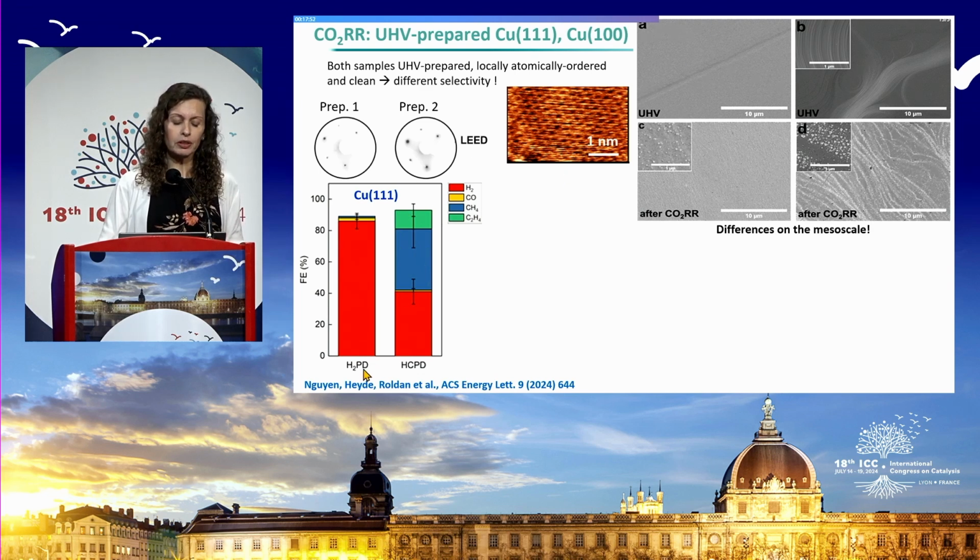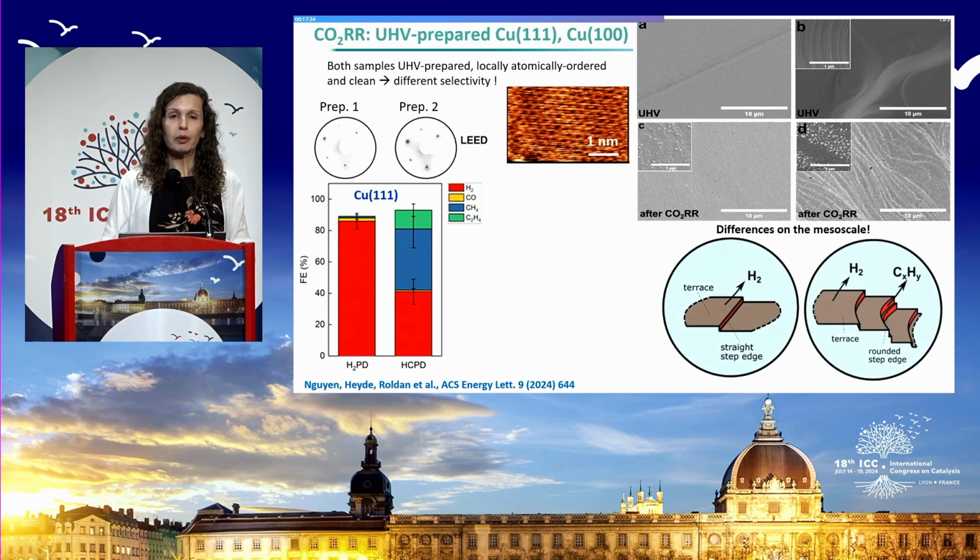But when you look at the mesoscale, these two single crystals, in this case copper 111, one of them, the one that makes hydrogen, has very large terraces and only a few steps. And the one that is making the hydrocarbons has a lot of these steps. This is before reaction, this is after reaction.